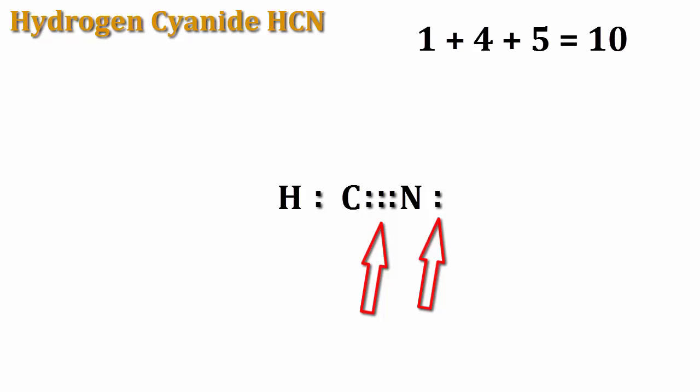And the final step is to replace bonding pairs of electrons with simple lines. So between hydrogen and carbon, replace the 2 dots with a line, and between carbon and nitrogen, you can see there's 3 pairs of dots, so we add in 3 lines. And there we are, the Lewis structure is finished.